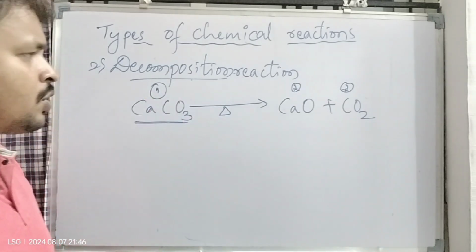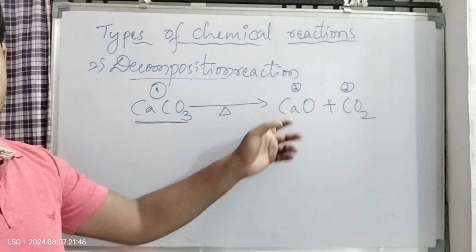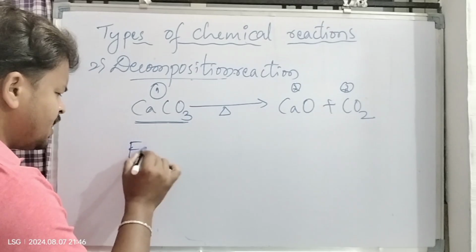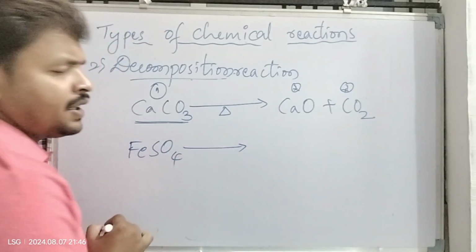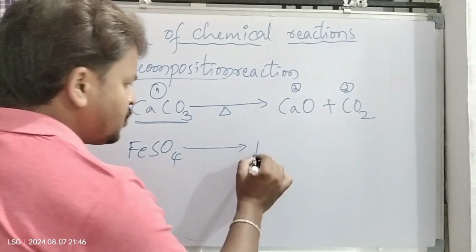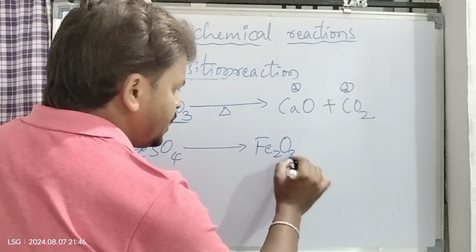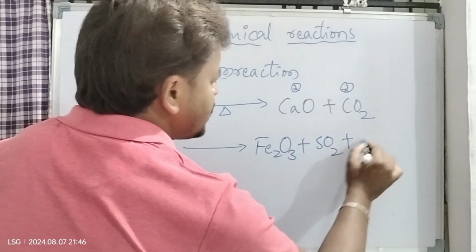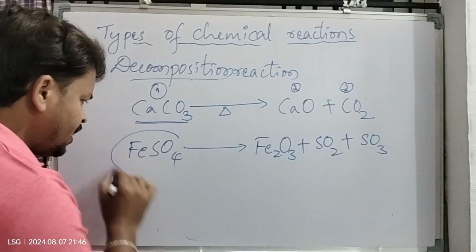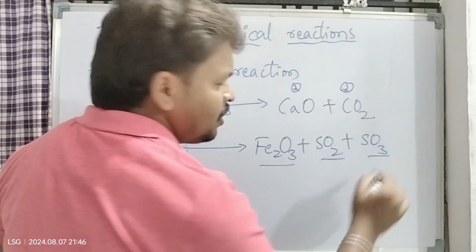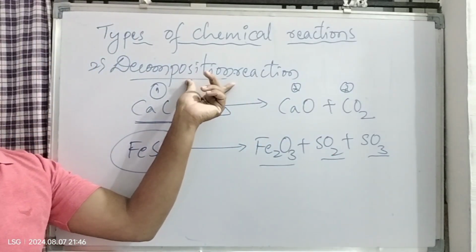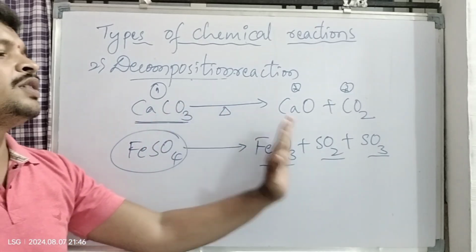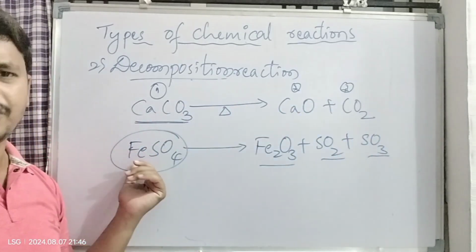Sometimes it is more than two in some reactions. For example, one more I will give. FeSO4, you might have heard, ferrous sulfate. When ferrous sulfate is heated, it decomposes into Fe2O3 plus SO2 plus SO3. See here, one reactant, two or more products. Three products are there. This is called decomposition. A single reactant breaks down into two or more. Such examples you can give.